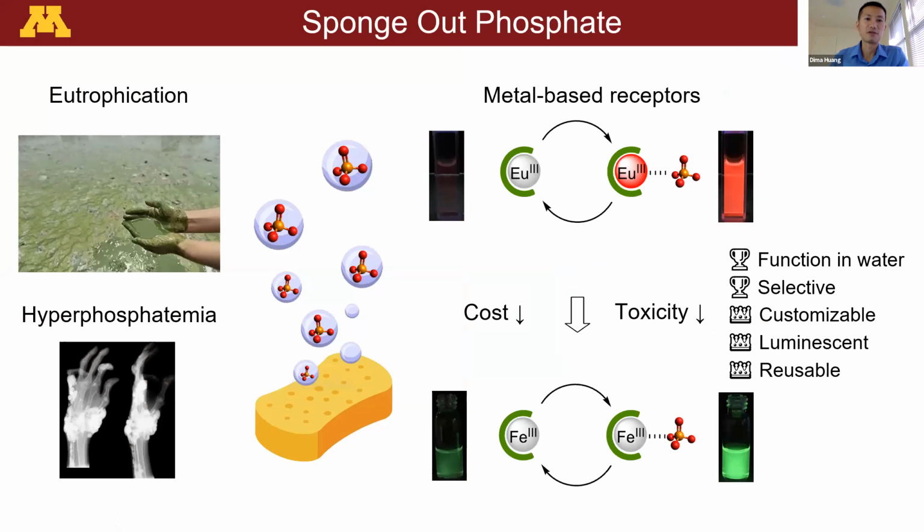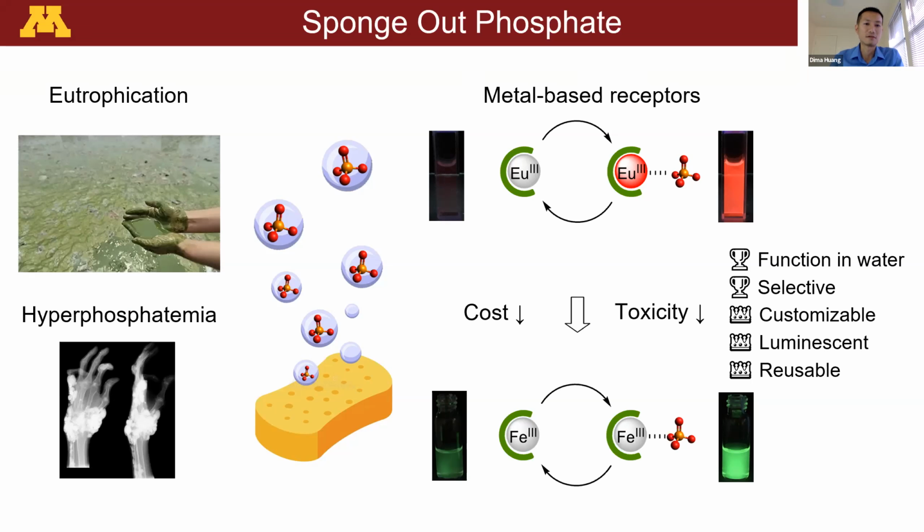Phosphate is an essential nutrient and plays an important role in our daily life. Not only is phosphate widely used as a fertilizer to promote crop growth, but it's also a key component of teeth and bones. Despite the significance of phosphate, too much of it is problematic.